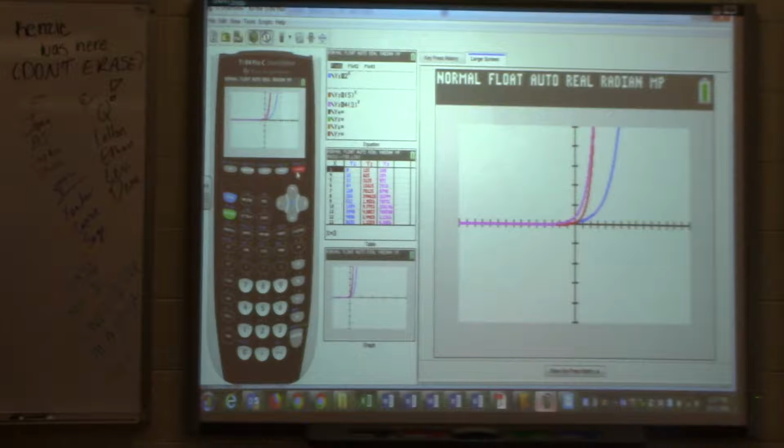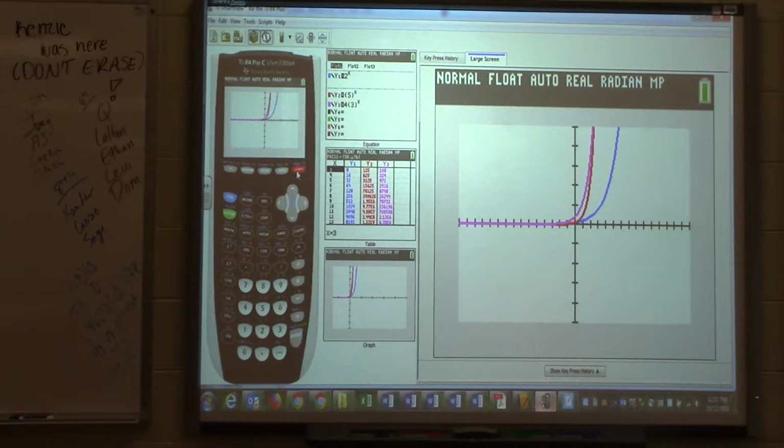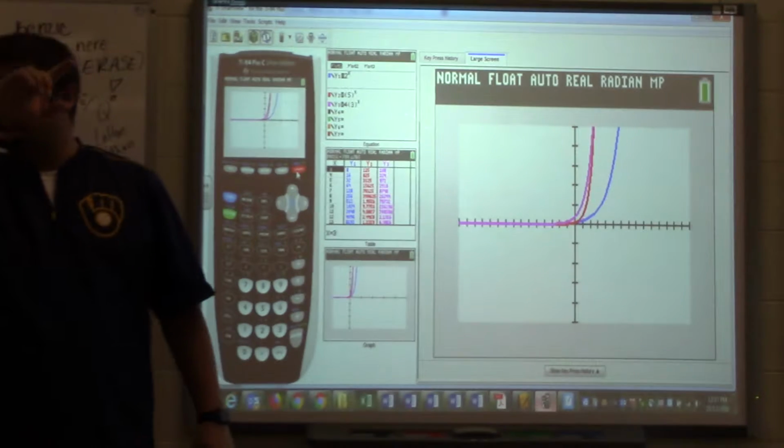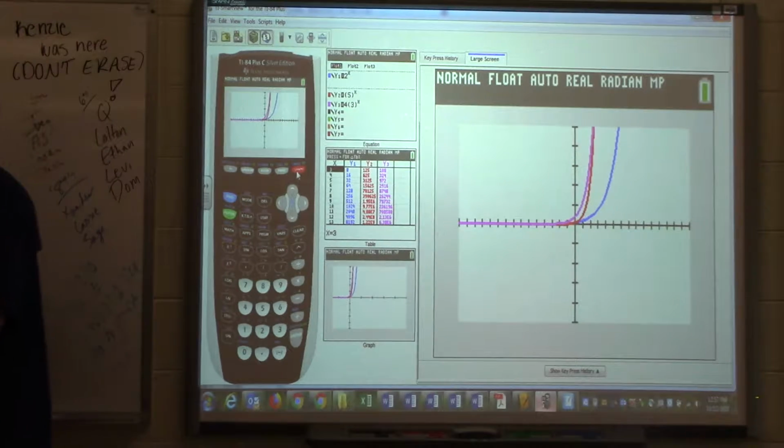First question, are they all exponential growth? Yes. How do you know that looking at the graph? They go up as they go to the right, correct? How would you know that if you just looked at the equations?